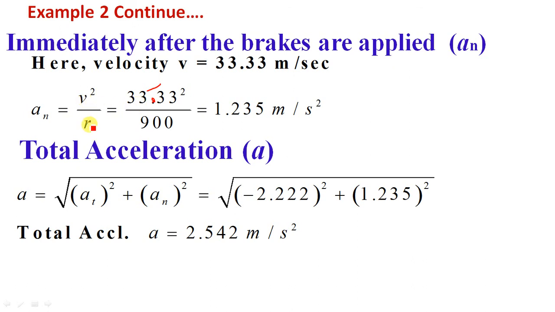So an is equal to v square upon rho. The radius and rho are both the same. That will give you an as 1.235 meter per second square. Then the total acceleration is equal to the square root of at square plus an square. Substitute these values, and you will get the total acceleration as 2.542 meter per second square.